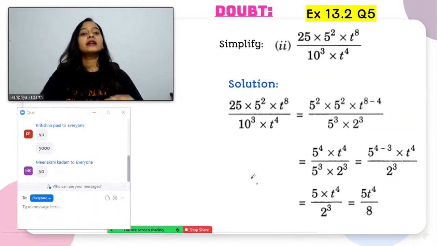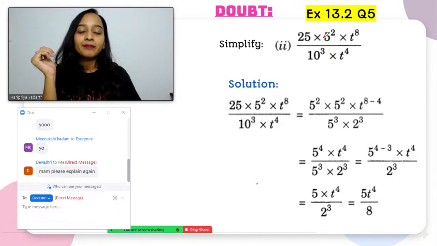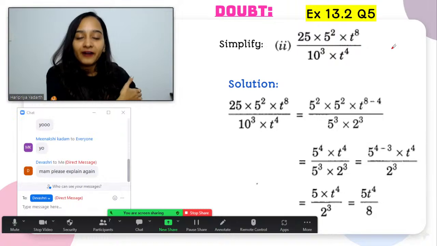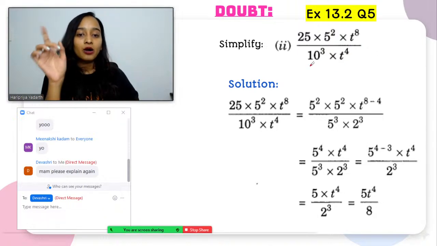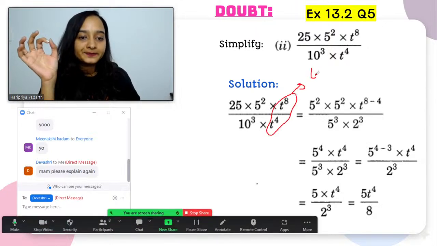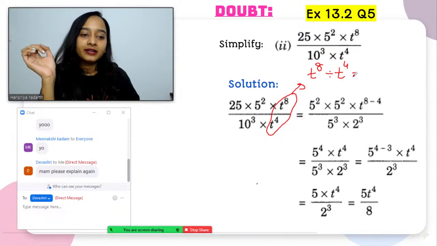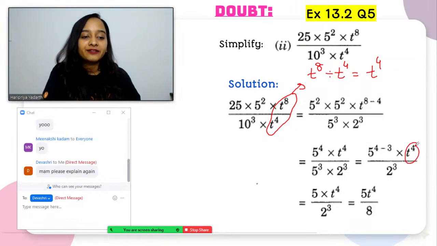Let's move forward. The next question is also based on similar terms. 25 multiplied with 5 square multiplied with t to the power 8 divided by 10 cube multiplied with t to the power 4. Now, 25 can be written as 5 square multiplied with 5 square. Now here, t to the power 8 divided by t to the power 4 can be written as t to the power 4 because 8 minus 4 will give you 4. That's why they have written it here.